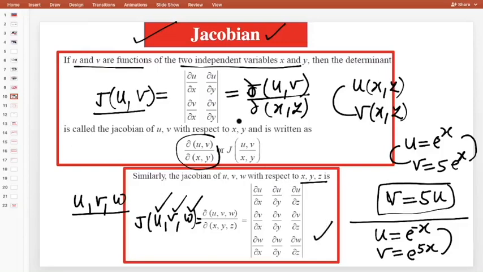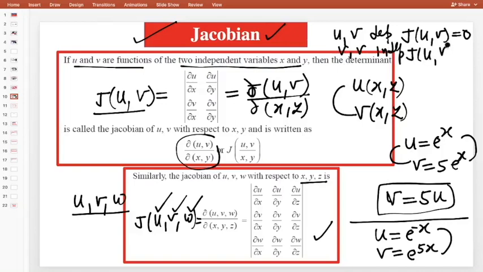You can find out the Jacobian, and at the last I will tell you when we can say that two functions are dependent. If u and v are dependent, their Jacobian will be 0. If u, v are independent, then the Jacobian, meaning the determinant of the 2 cross 2 matrix, is non-zero. This is the very simple thing. If two functions are dependent, their Jacobian will be 0. If two functions are independent, their Jacobian is non-zero.